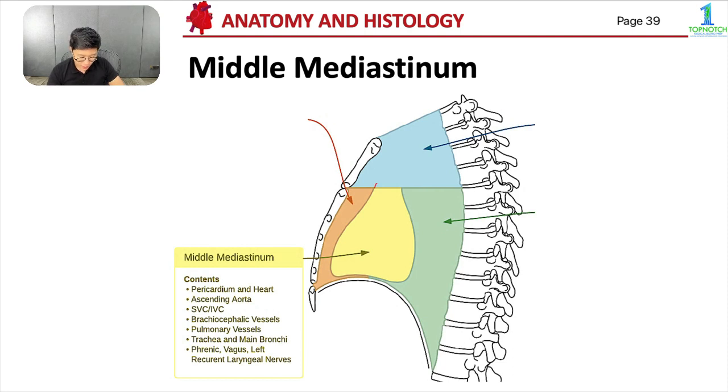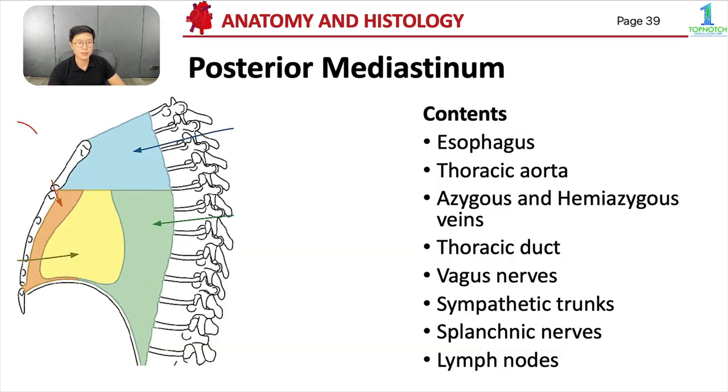For the middle mediastinum, it contains the pericardium and the heart, the ascending aorta, the superior vena cava, inferior vena cava, the brachiocephalic vessels, pulmonary vessels, the trachea and the main bronchi, and the phrenic, vagus, and left recurrent laryngeal nerves. Remember, the right recurrent laryngeal nerve loops at the subclavian, so it will not be seen here.